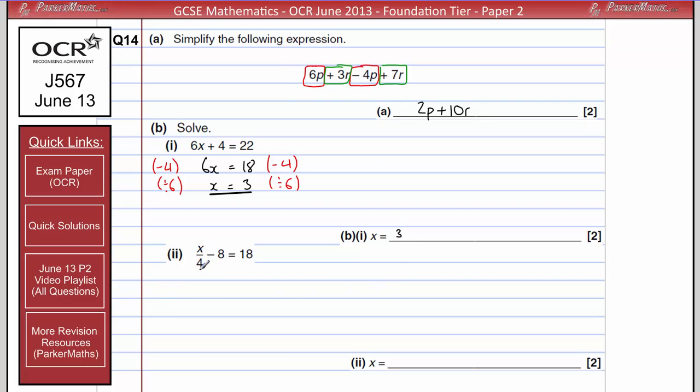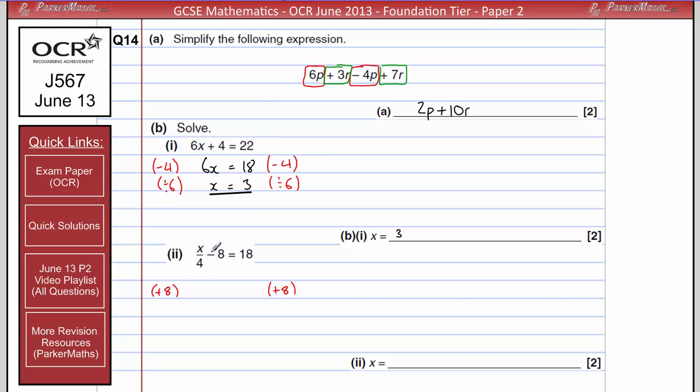In part 2, I have a fraction, x over 4. Think of a fraction as a divide. So I've got x divided by 4, take away 8, equals 18. The last thing I did was take away 8, so I'm going to undo that first by adding 8. I'm doing the opposite to what I want to undo.